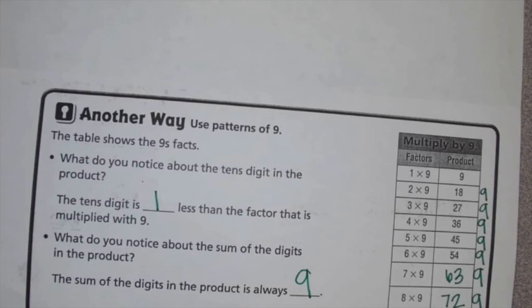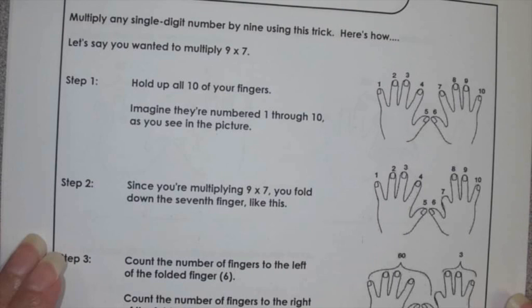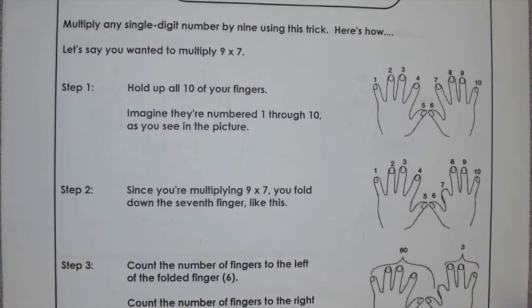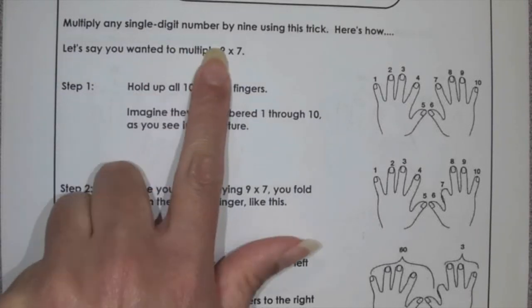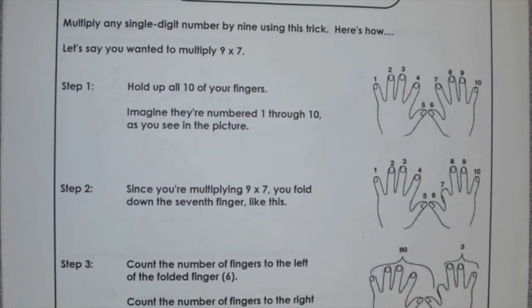Pretty cool. Now, let me show you a cool trick. And we're going to do this together. I want you to listen carefully and let's do this together. Here's also a trick, a 9's trick. And I'll take a picture later and put this on Seesaw so you can always have it. All right, when you multiply any single digit number by 9 using this trick, here's how to do it.